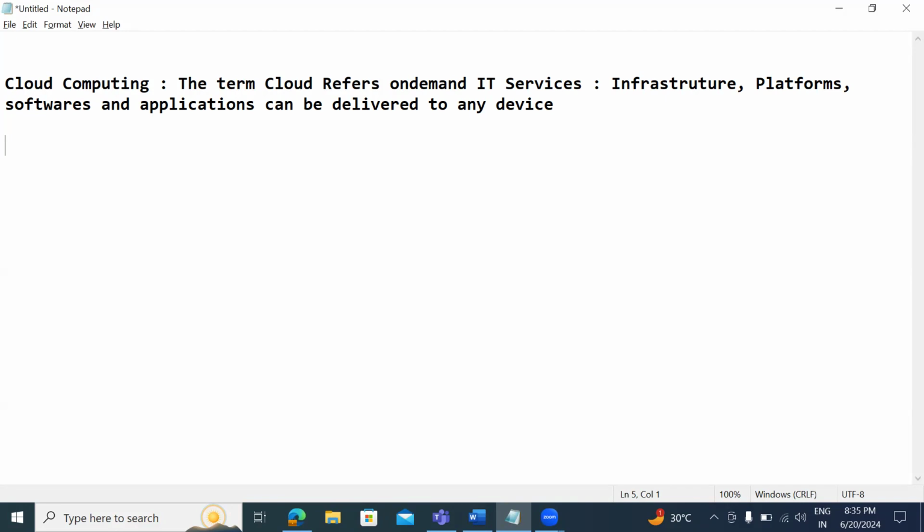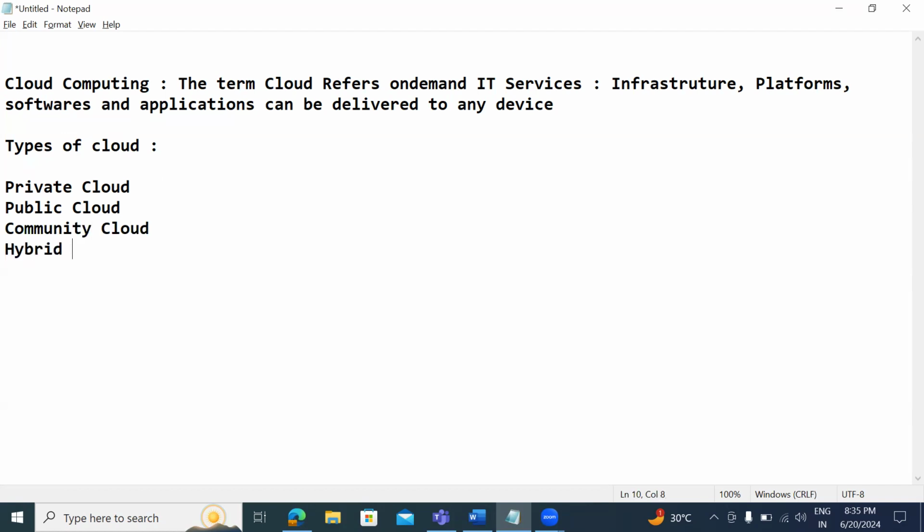Okay, so what are the types of clouds we have? Private cloud, public cloud, community cloud, and hybrid cloud. Very good. These are the types of clouds we have, and we may also call multi-cloud a term. We can use multiple cloud providers also. A lot of companies are using multiple cloud providers.